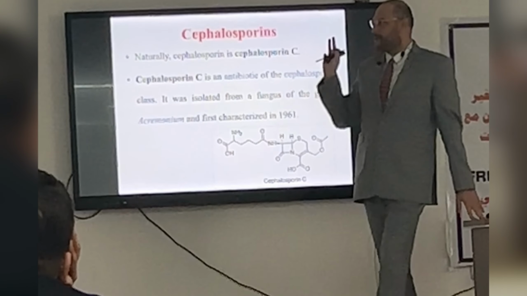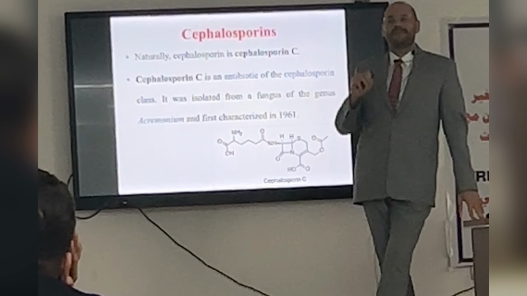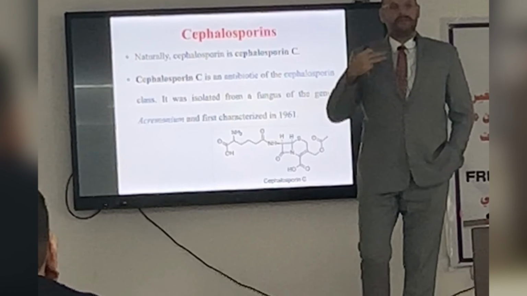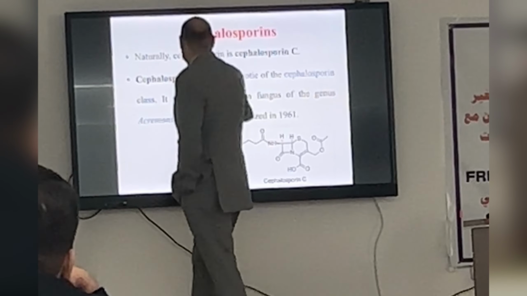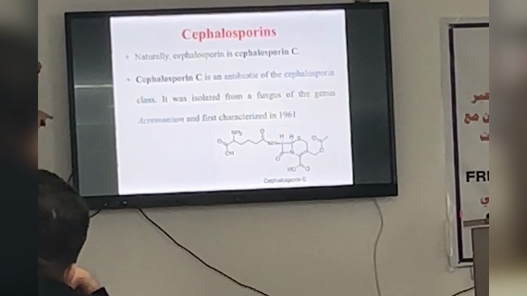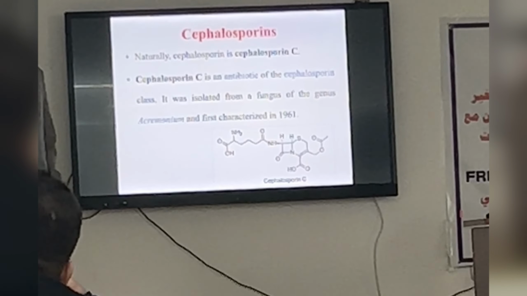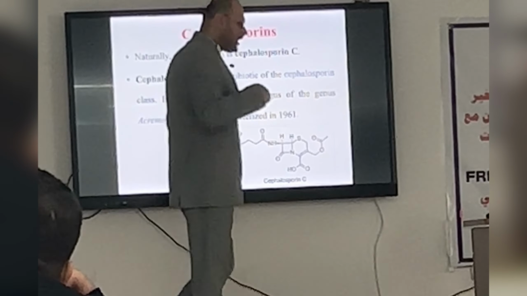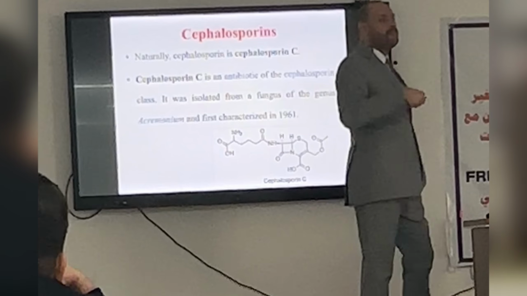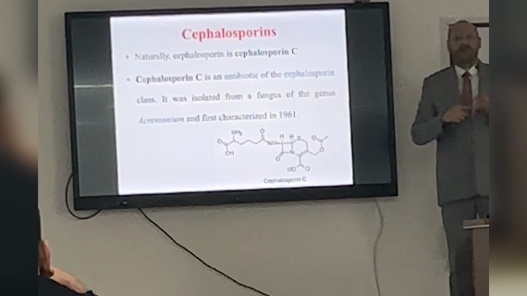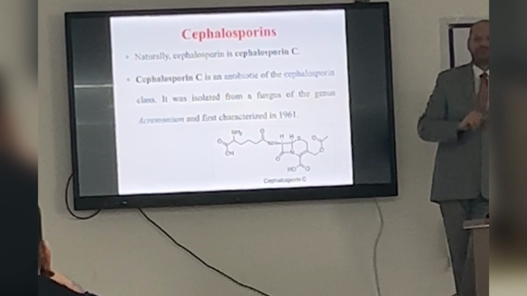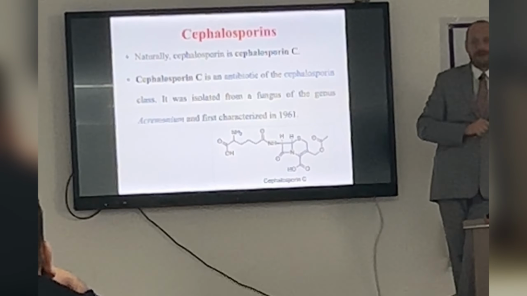Or for example, modification of penicillin G gave penicillin B, ampicillin, amoxicillin, etc. So right now it says the naturally occurring cephalosporin is cephalosporin C, but if you go and look inside pharmacies, you do not find cephalosporin C because it was not a good compound. Or we can say that today we have better compounds in relation to physicochemical properties, better compounds in relation to pharmacokinetic properties, etc.